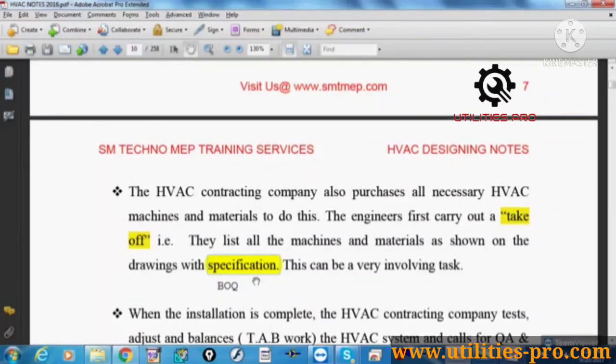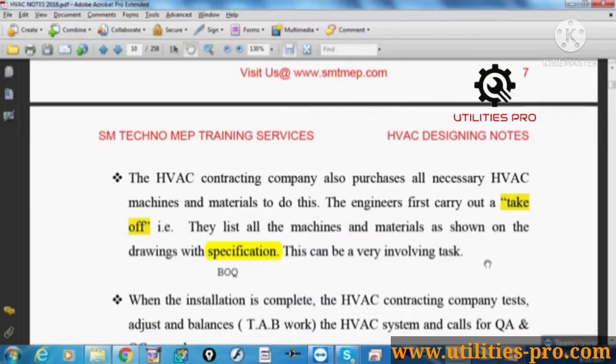Okay, so this is very important. Be careful with the specification. You must follow the specification if you are working as an estimator, at the site, and even as a site engineer. When you're installing, you must follow the specification and the drawing, etc. Because on site, for installation, you are responsible if you're working as a site engineer or project engineer.